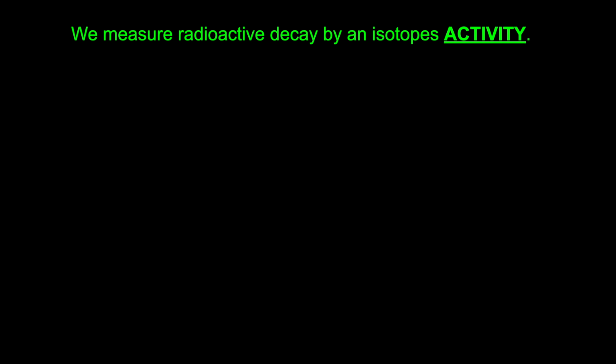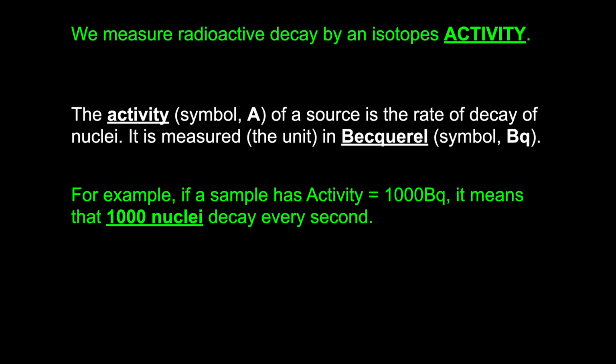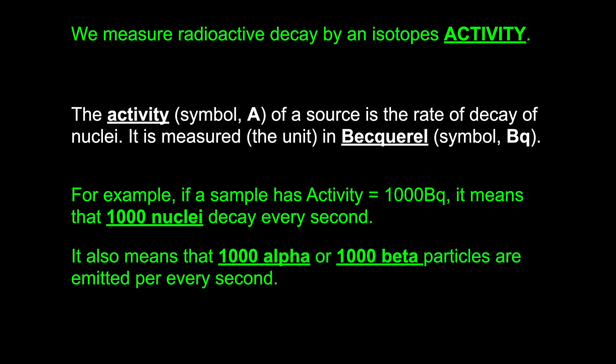The rate of this decay is known as the activity of a sample, and it's measured in becquerel. This measures how many nuclei decay every second, or how much alpha, beta, or gamma is emitted every second. Now, going back to the table, let's try plot this on a graph. Pause the video and have a go.